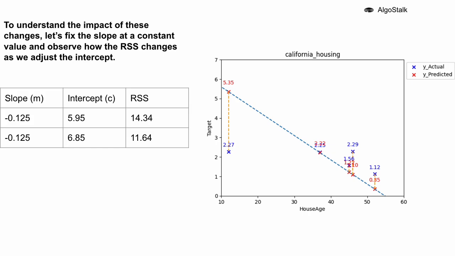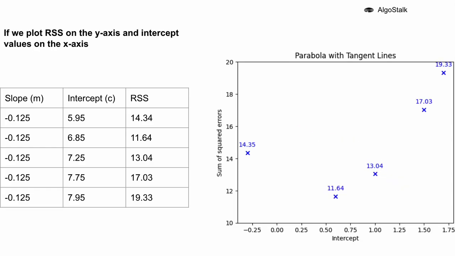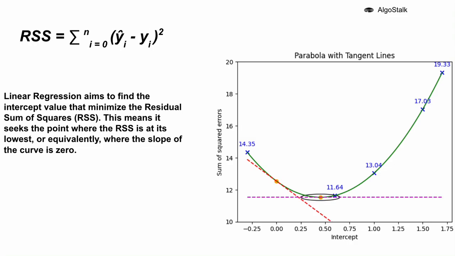To understand the impact of these changes, let's fix the slope at a constant value and see how the RSS changes as we adjust the intercept. If we plot the residual sum of squares on the y-axis and the intercept values on the x-axis, we will observe a parabola-like curve. Linear regression aims to find the intercept value that minimizes the residual sum of squares. This means it seeks the point where the RSS is at its lowest, or where the slope of the curve is 0.